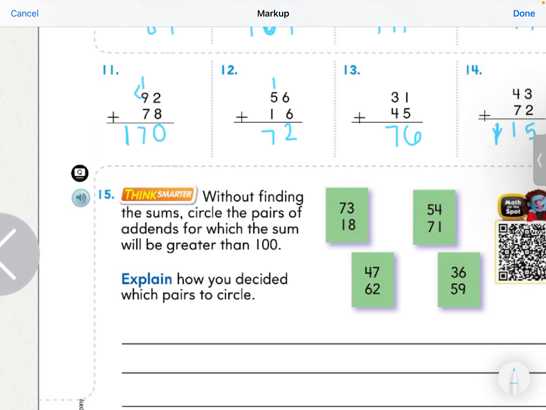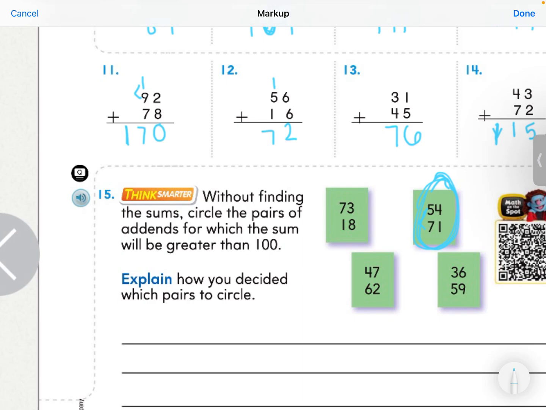73 and 18, 47 and 62, 54 and 71, 36 and 59. If I were you, I would take a look at your tens first. Because if your tens are already going to get you to 100, then your sum is going to be greater than 100. So if I follow that, friends, I automatically can look at 54 and 71 because I know that if I add 50 and 70 together, that's already bigger than 100. So I would circle them right away.